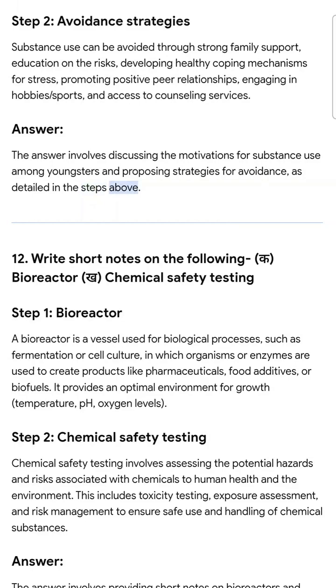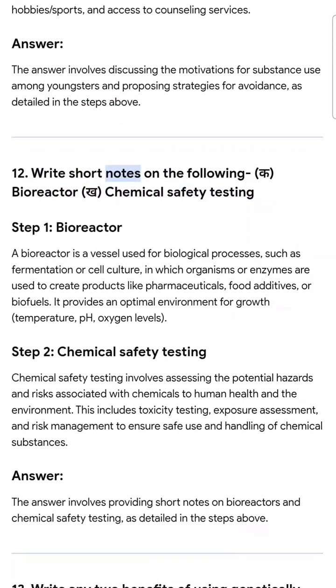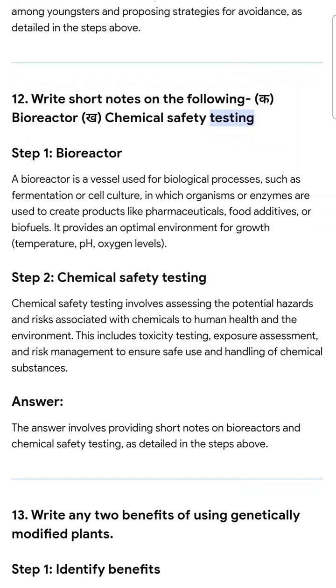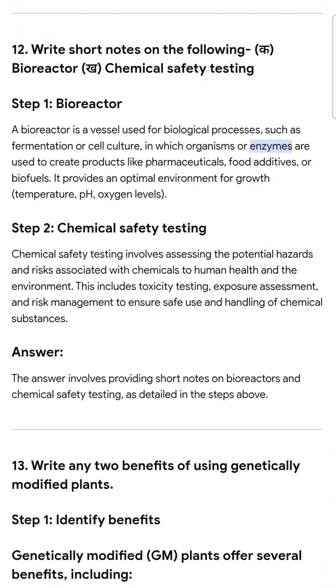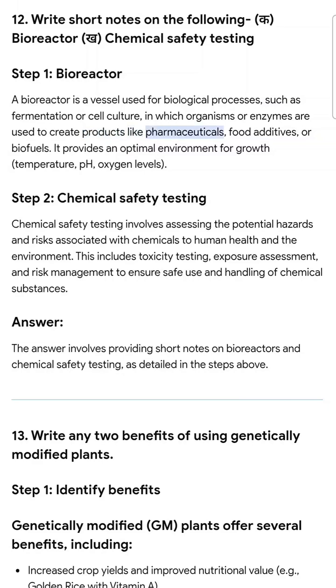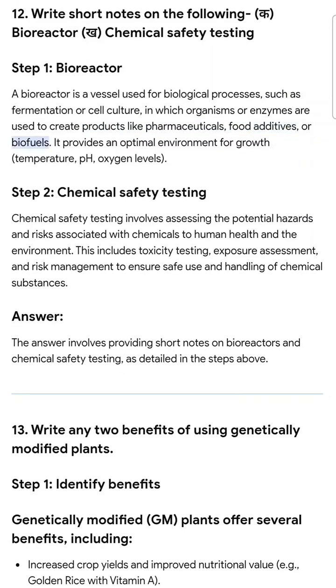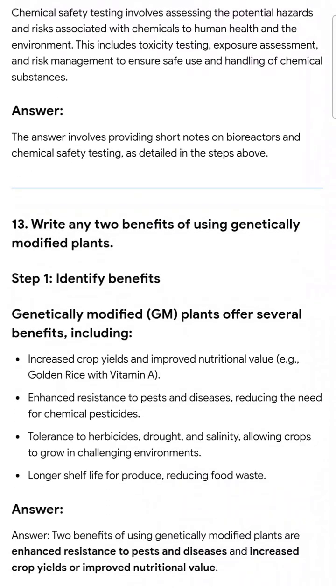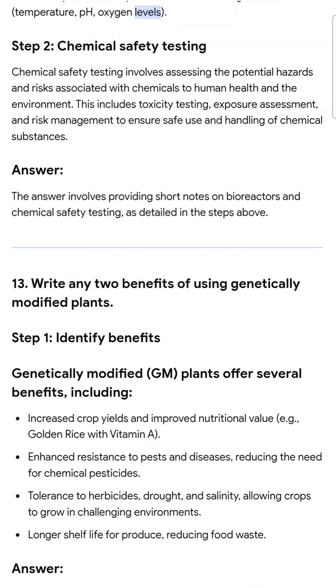12. Write short notes on the following: (a) Bioreactor, (b) Chemical safety testing. Step 1. Bioreactor. A bioreactor is a vessel used for biological processes, such as fermentation or cell culture, in which organisms or enzymes are used to create products like pharmaceuticals, food additives, or biofuels. It provides an optimal environment for growth: temperature, pH, oxygen levels.